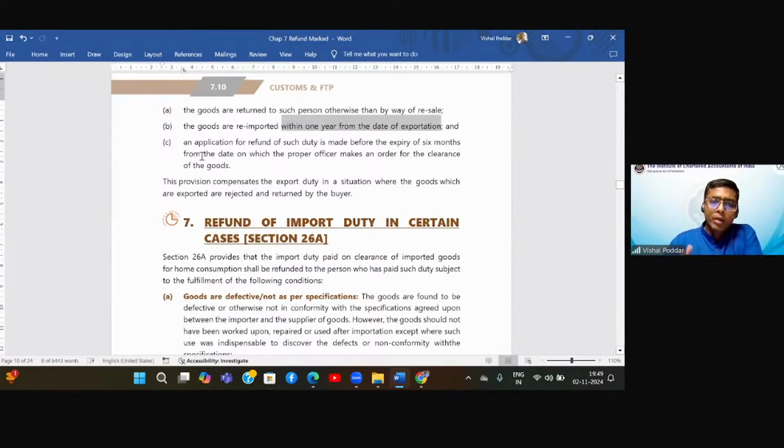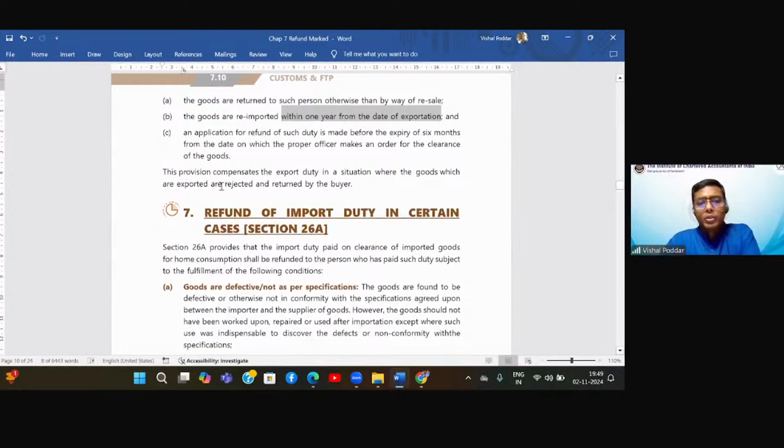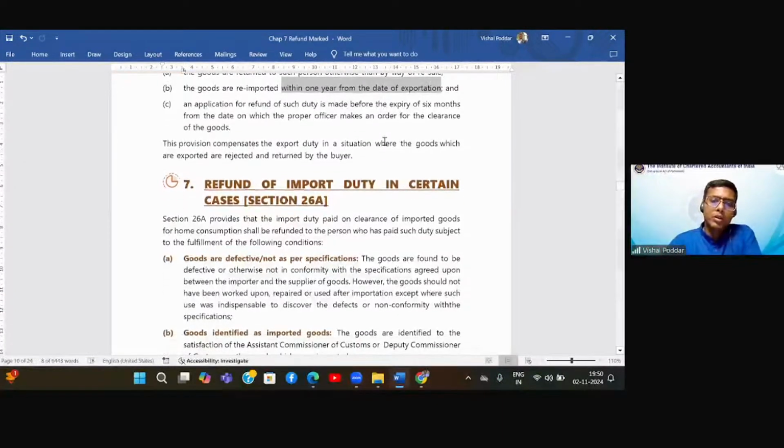So wherever you are applying for refund, the application has to be made within a period of 6 months. Fine. So this provision compensates the export duty in a situation where goods which are exported are rejected and returned back to the buyer. So if your goods are rejected, returned back, then within 6 months of the date of export, that is the date of order of clearance by the officer, if they are rejected and returned back, you will be entitled to the refund of that particular export duty.